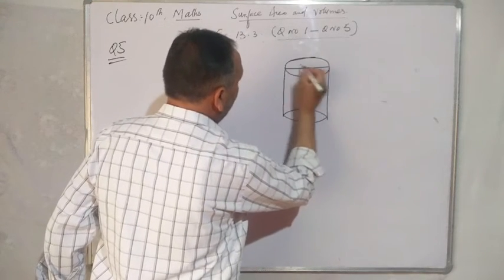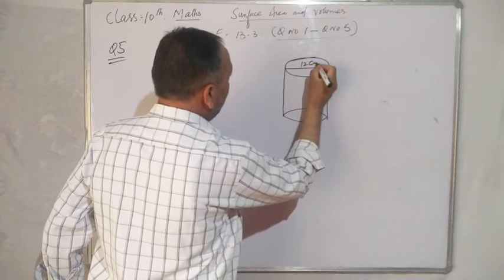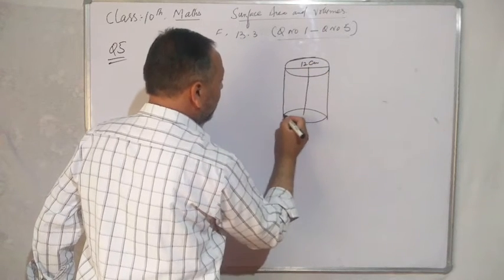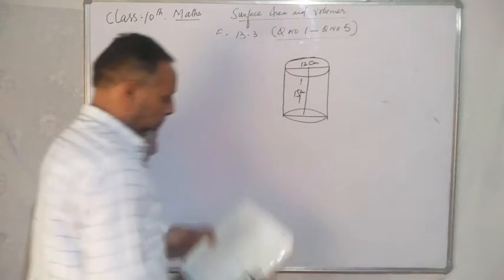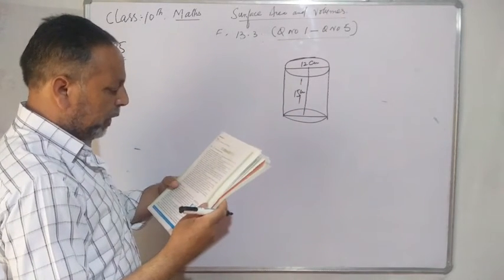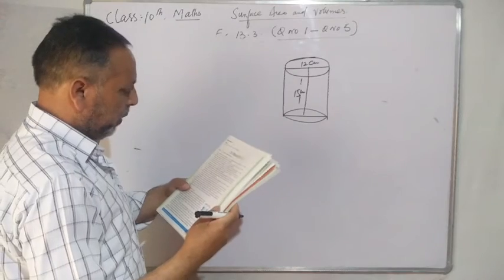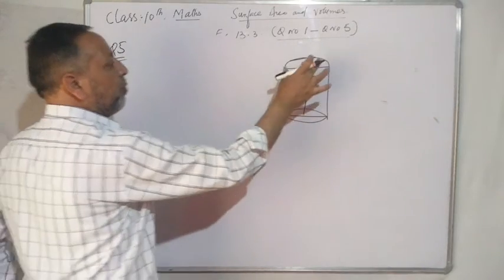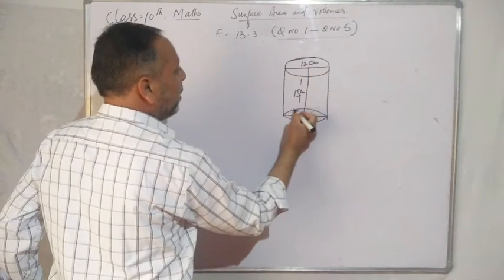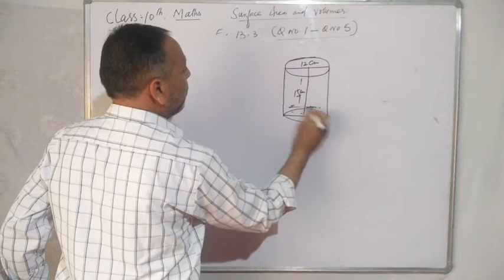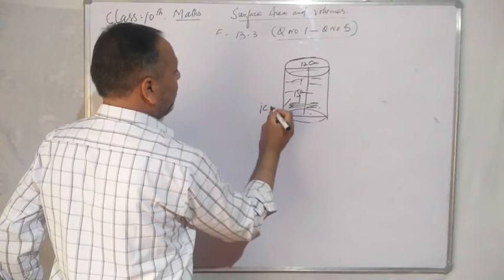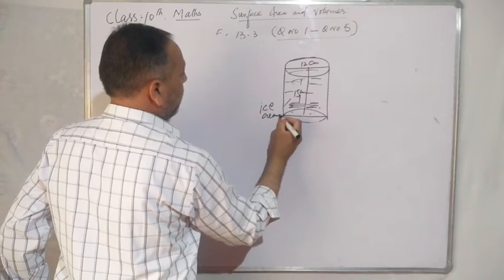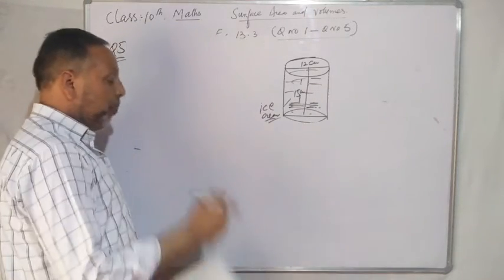The diameter of this container is 12 centimeter and its height is 15 centimeter. It is full of ice cream. इस कंटेनर में आइसक्रीम है. इसके अंदर आइसक्रीम भरी है. शाबाश. अब क्या हुआ है?